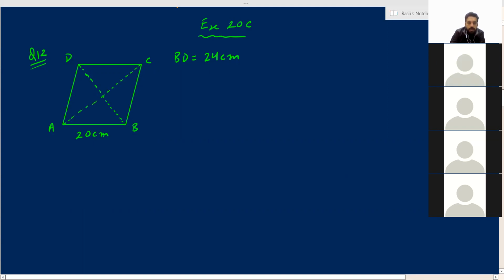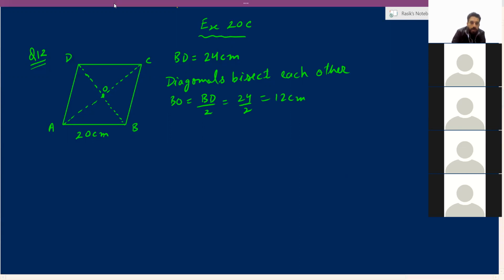So let's join AC. Let O be the point of intersection of the two diagonals. So we will use the property: diagonals bisect each other. Write down the property in your copy. So with this, you can say that BO is equal to BD upon 2, half of BD. That means 24 upon 2, we get 12 centimeters, the length of BO. I am marking BO in the figure, 12.